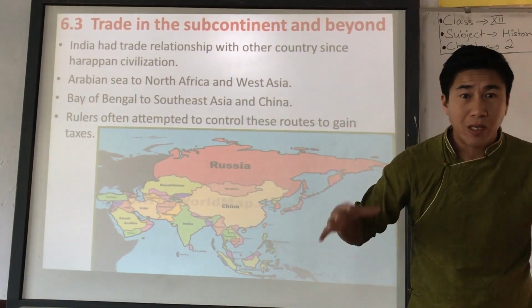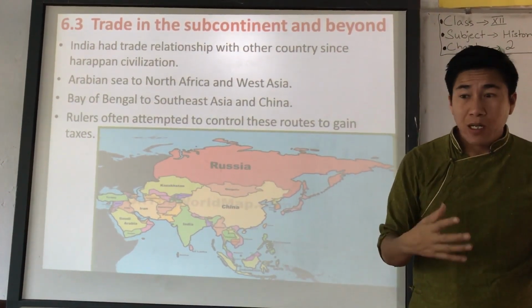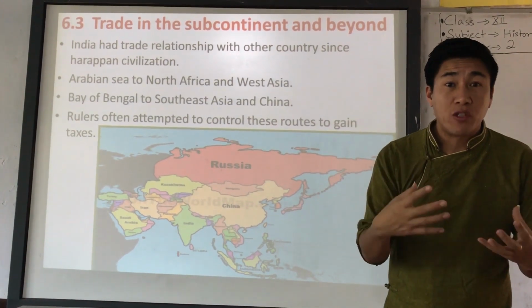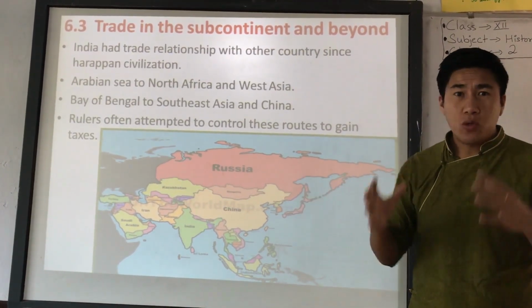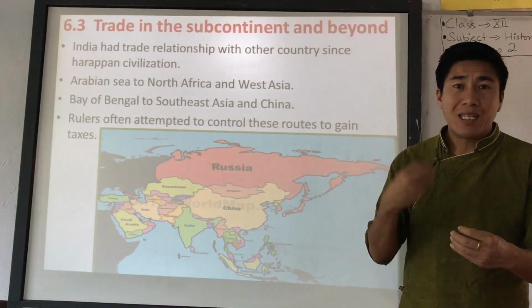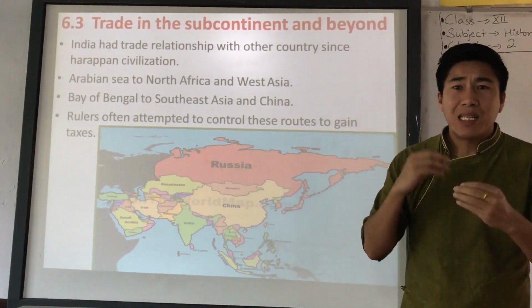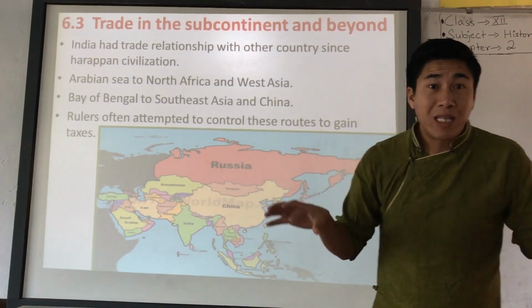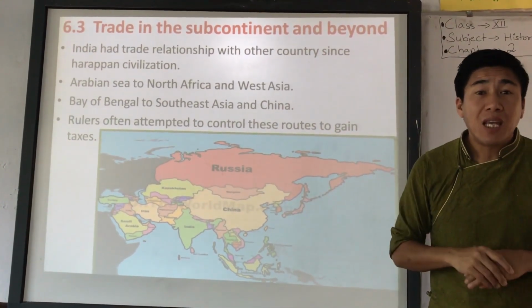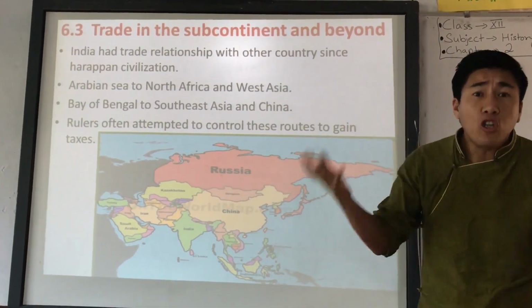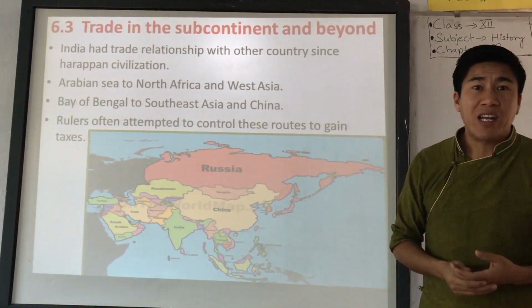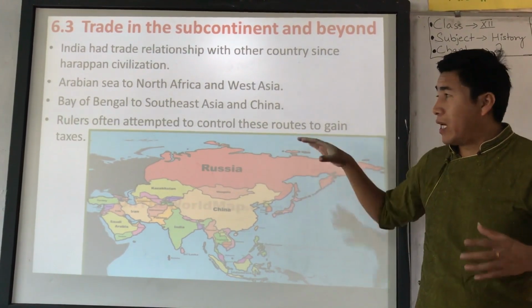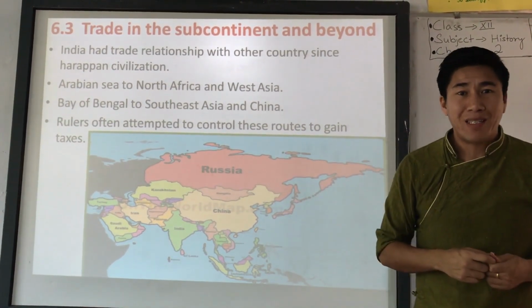Suppose I control the trade route, the merchants or traders need to go here and there, so the king used to collect the tax, and if they paid the tax, the king provided protection. During that time, trade was not very safe, and lots of dacoits were there. So it was one advantage for the king to control the trade route to gain more taxes.